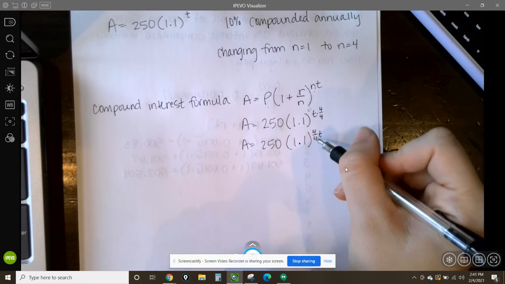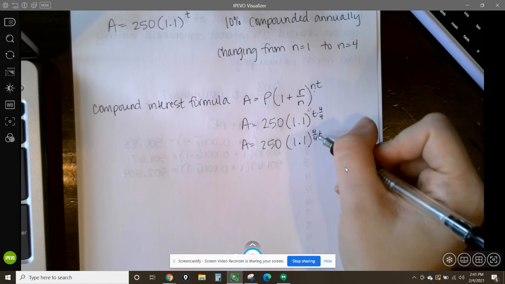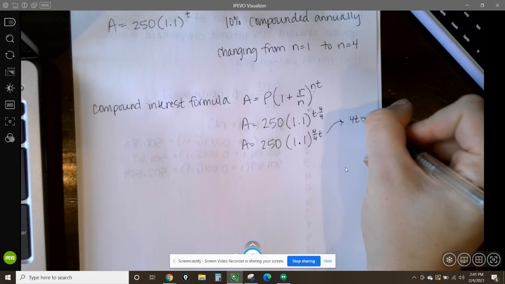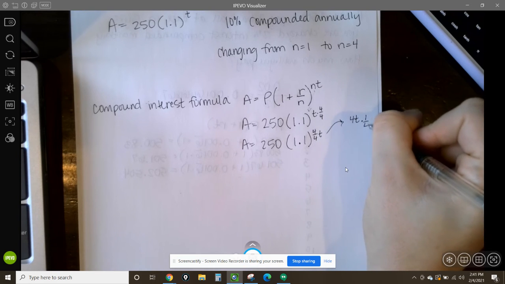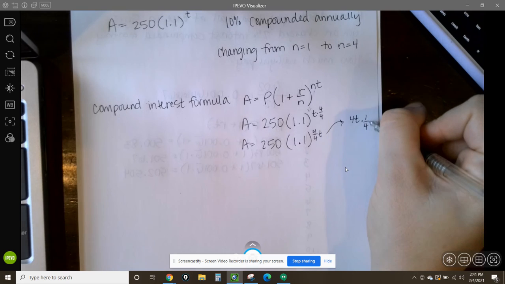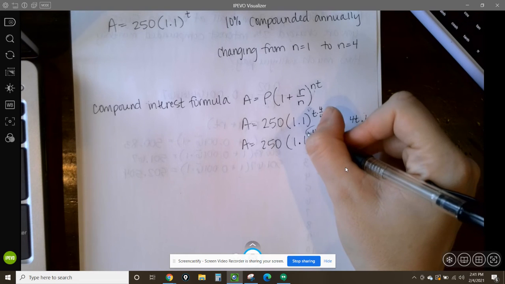Now what you can do, we've learned about exponents in previous lessons, or actually in the first half of this course. You can split this up a little bit. This is the same as 4t times 1/4. This is still the same. There's still 4t on the top and 4 on the bottom. So I'm going to float this 1/4 inside the parentheses.